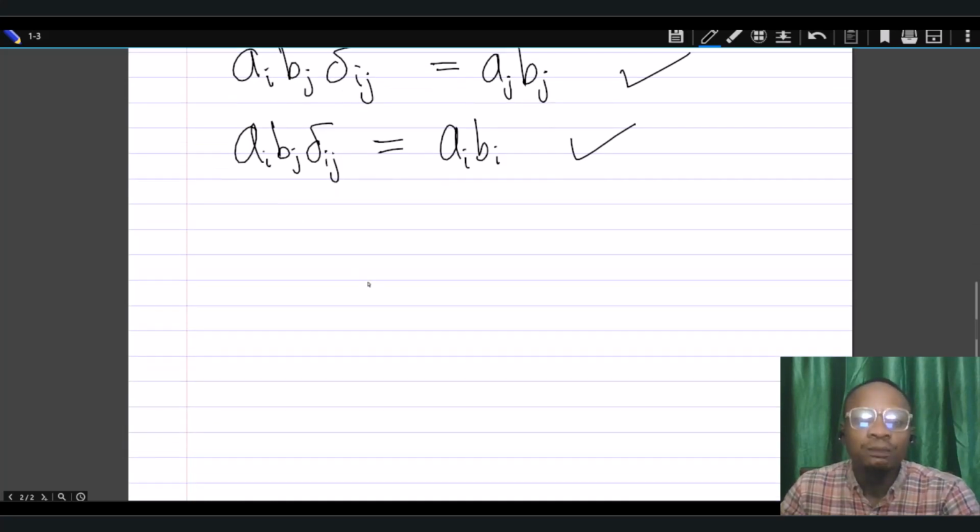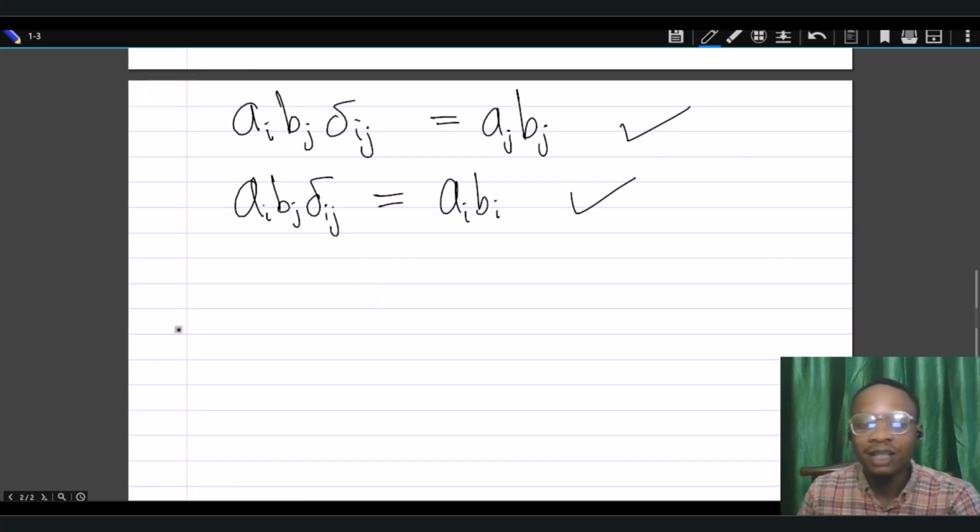So what if we have something like this now? Let's say we have another expression. Let's say we have A, I, B, J, and then we have C, K, then we have delta.